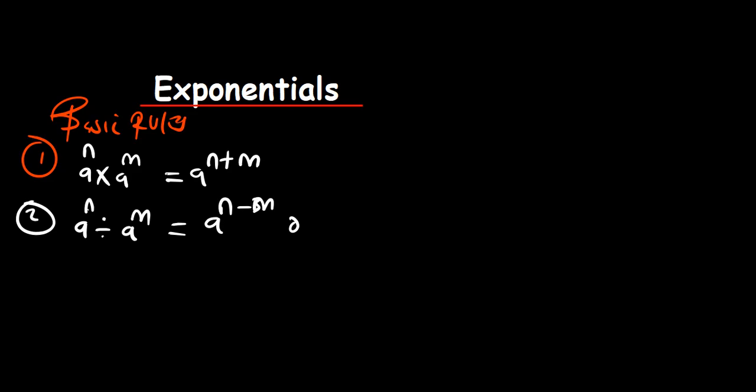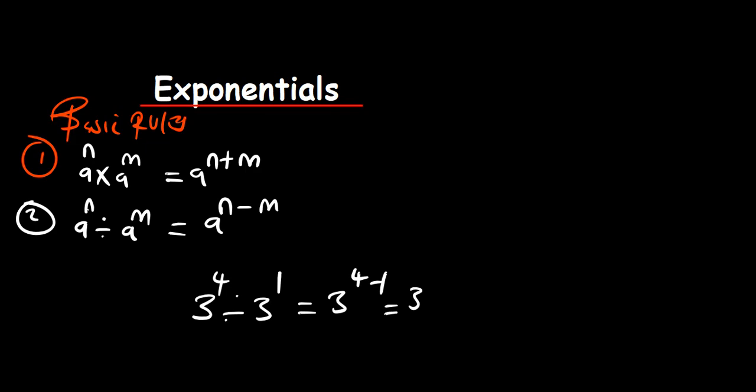And that's how we solve that. Okay, so an example that I can give, let's say you're dividing 3 to the power 4 by 3 to the power 1. So what are you going to have? You're going to have 3 to the power 4 minus 1, that is 3 to the power 3. Is it 27? Yeah. So that's how we are going to solve it.